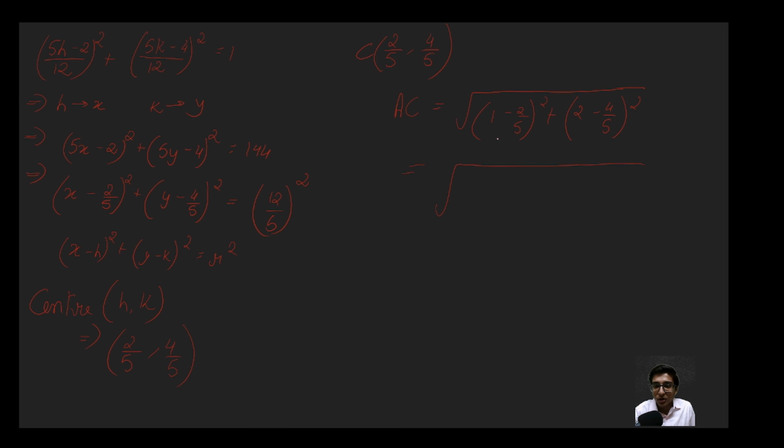So let us try to solve this. We get 3 by 5 squared, which makes it 9 by 25, plus 6 by 5 squared, 36 by 25, and from here we get root under 45 by 25. So let us cancel out: 5 fives are 25, 9 fives are 45, so we get 3 by root 5 as our answer, and this is the length of line segment AC.